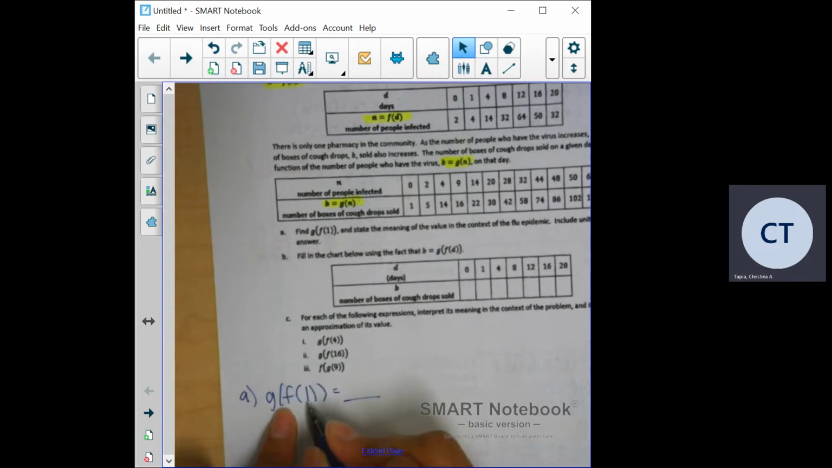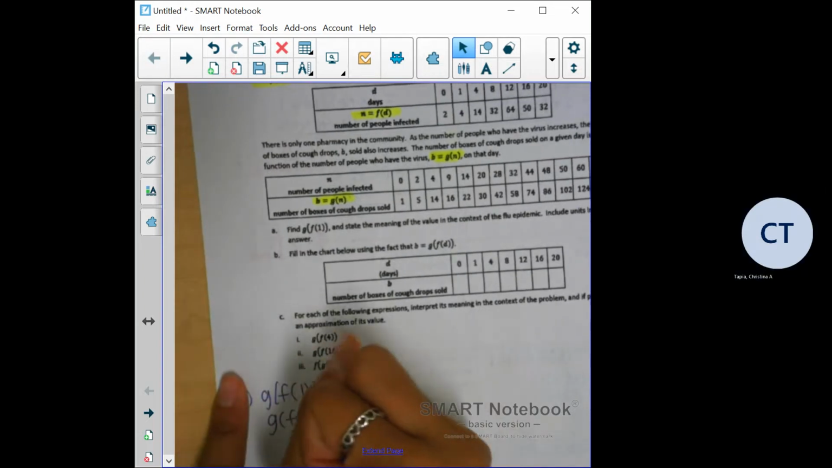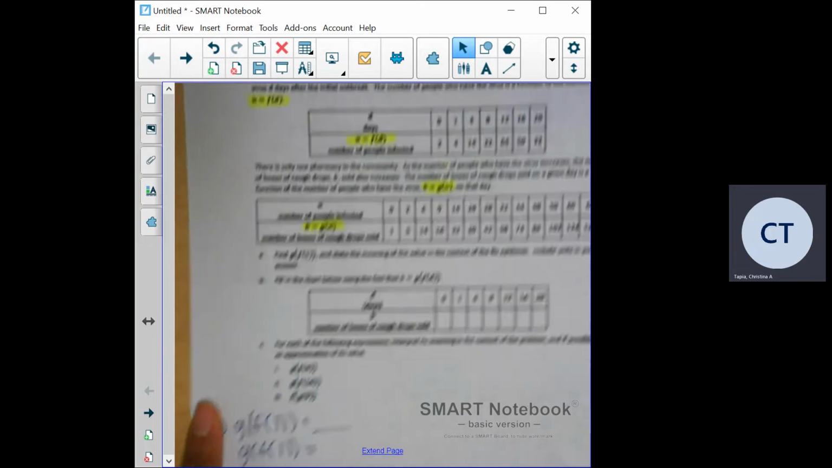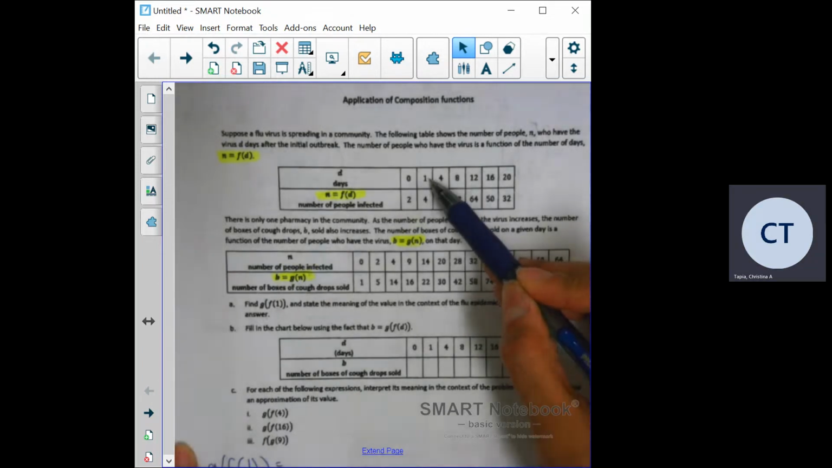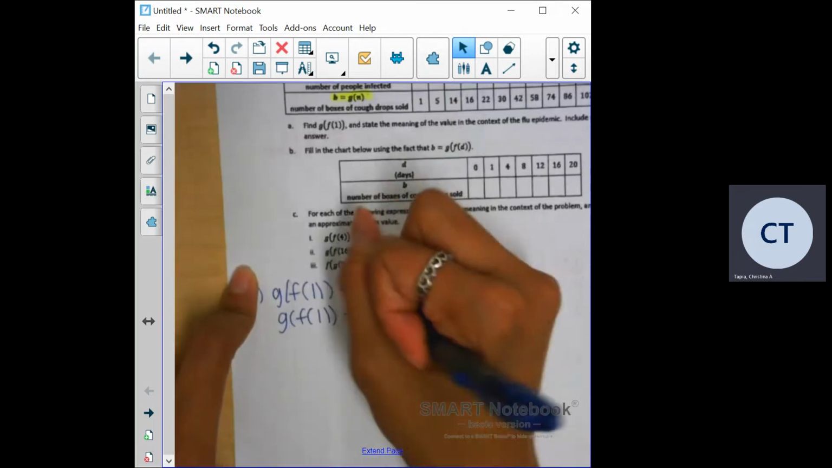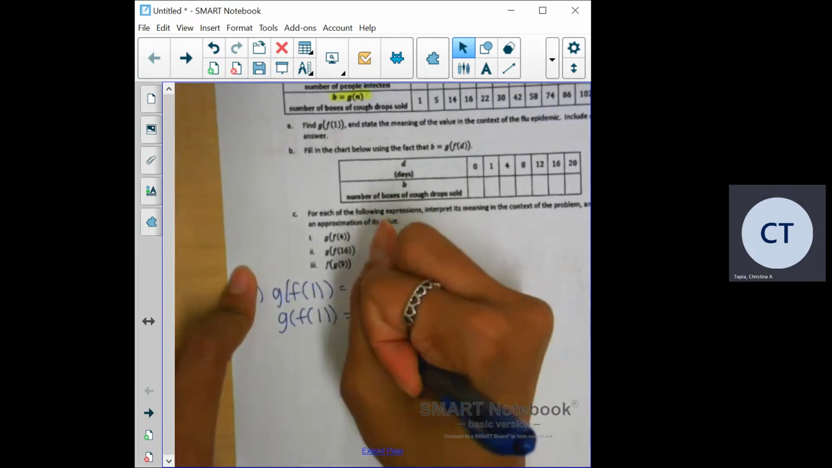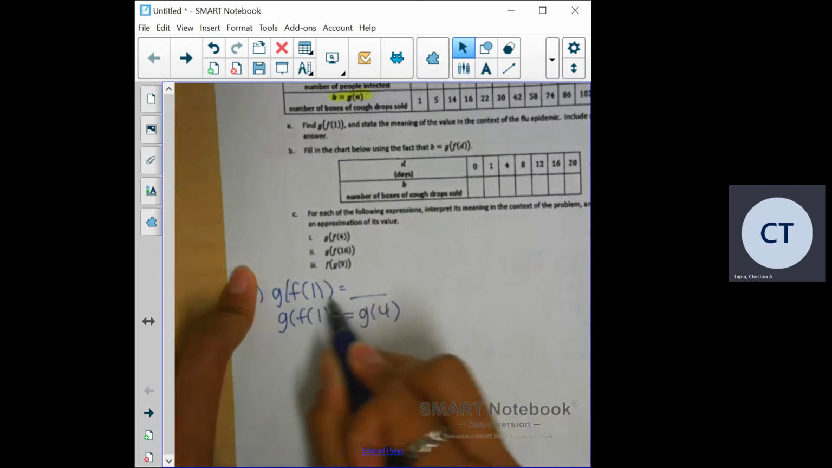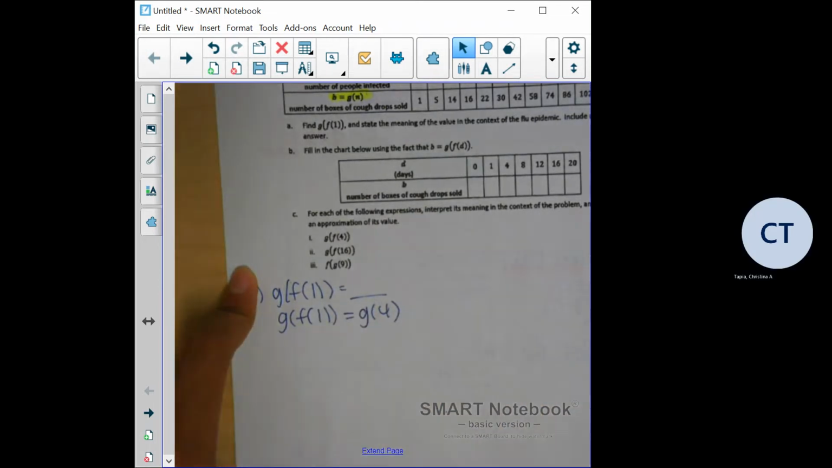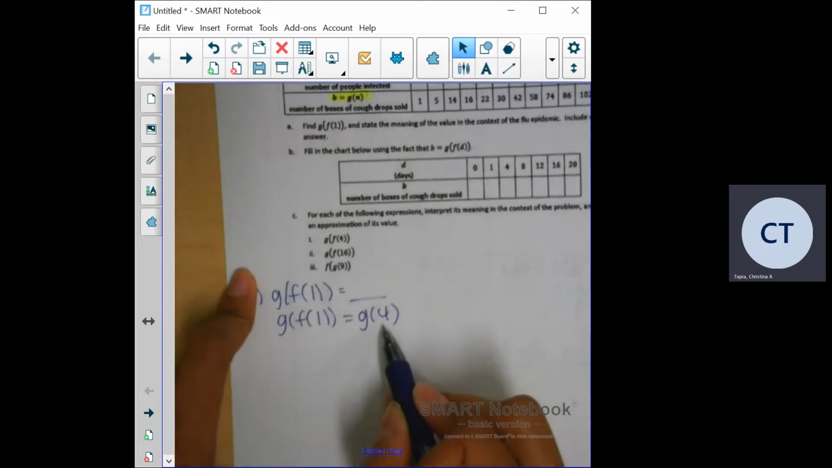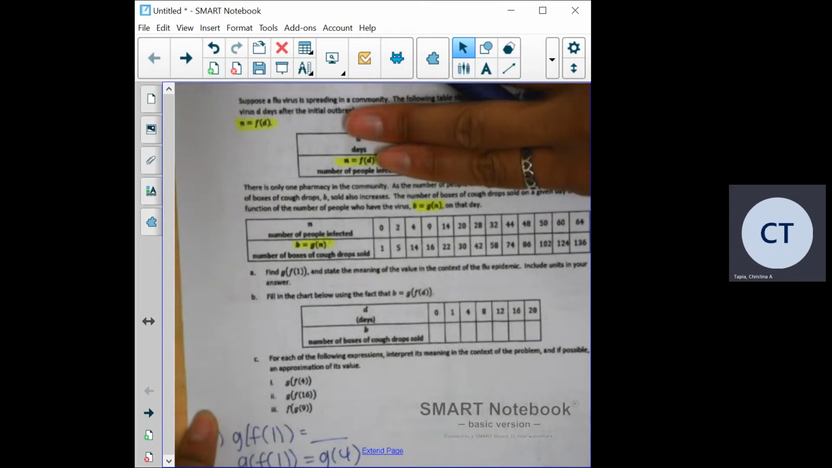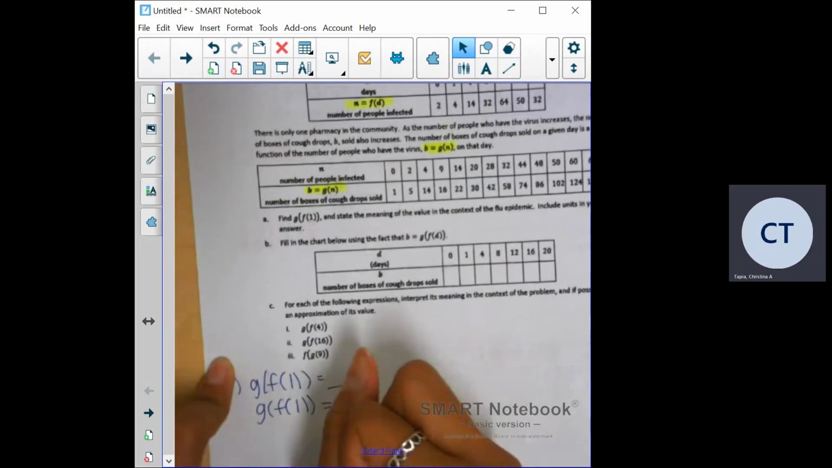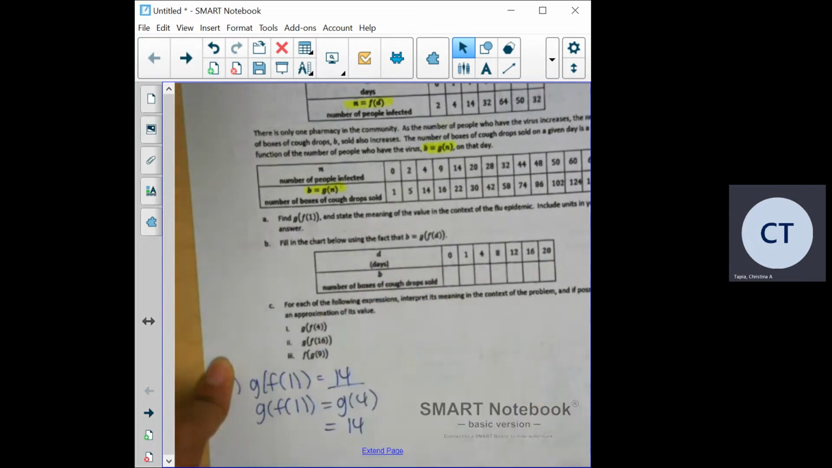F of 1 is the first thing we're going to find. Where's the F table? At the top. What's the value at F of 1? When your D value is 1, your N value is going to be 4. So down here, I'm going to put G of 4. I'm using this space as my final answer, that's why I rewrote it. Now I need to find G of 4. We've already used the first table, so let's use the second one. What's G of 4 going to be? Down here, I'm going to have 14. So my answer is 14.